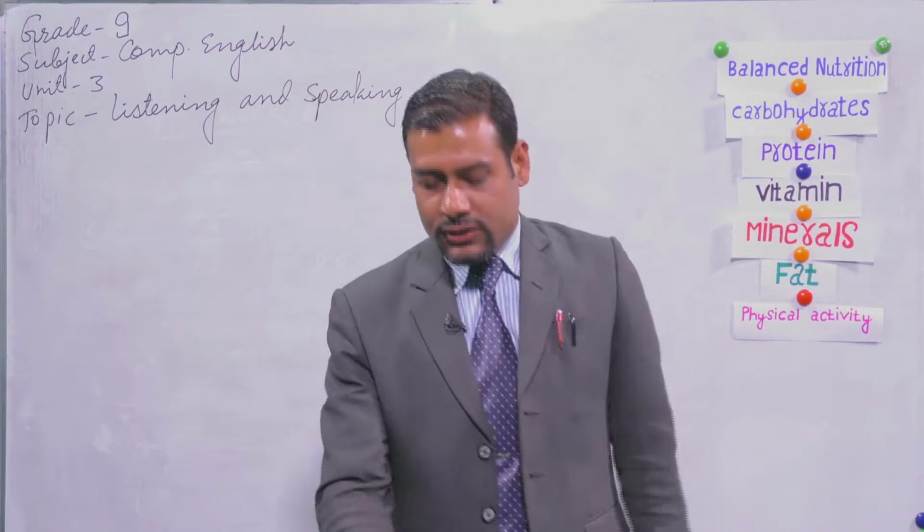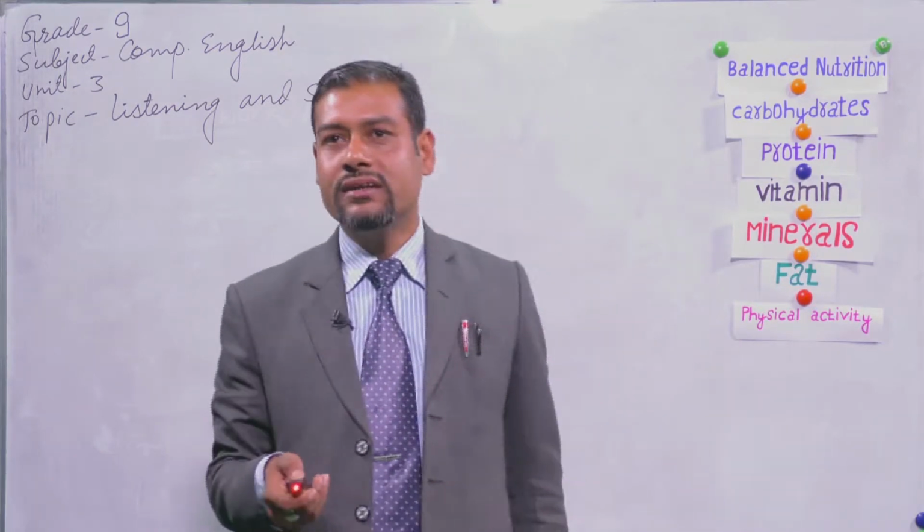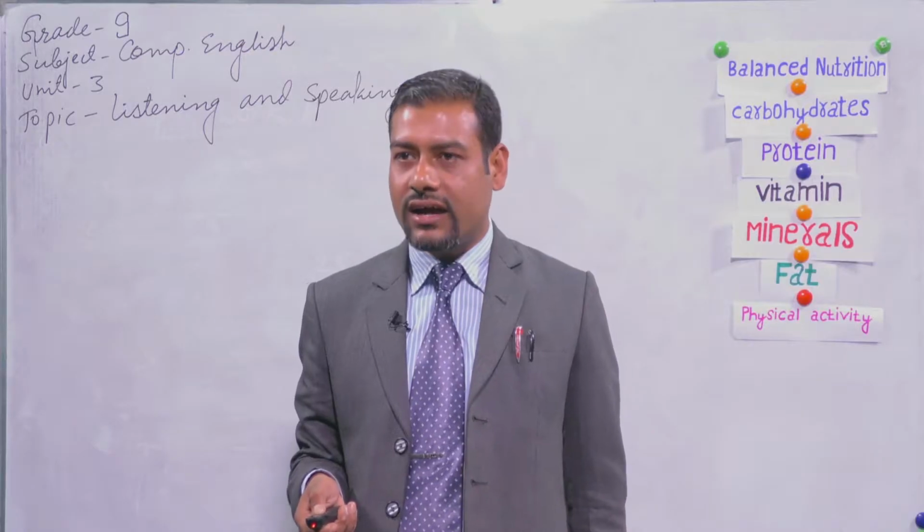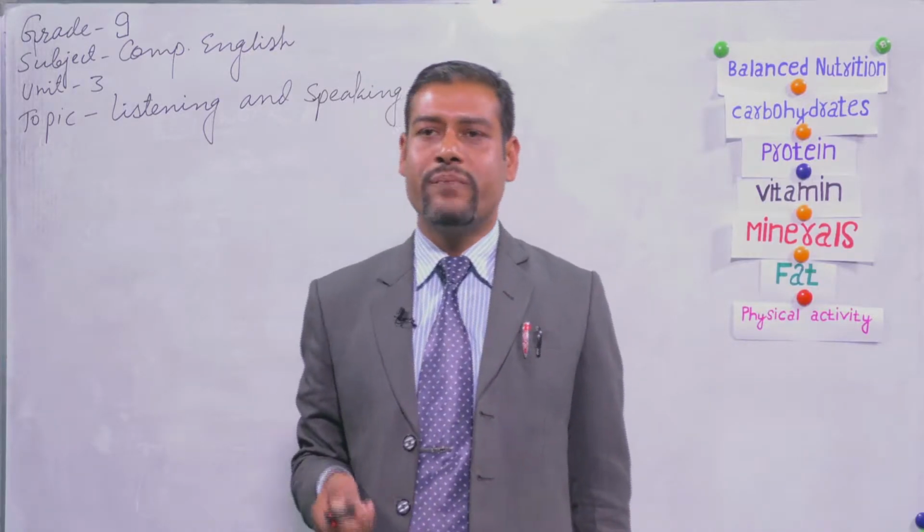See. So you can find question number 1, what is called the cornerstone of good health? Question number 2, how is the energy we get from food measured? Question number 3, why does our body need calories? Question number 4, how many calories does an average person require every day? Question number 5, name any 3 factors that our calorie intake should be based on.